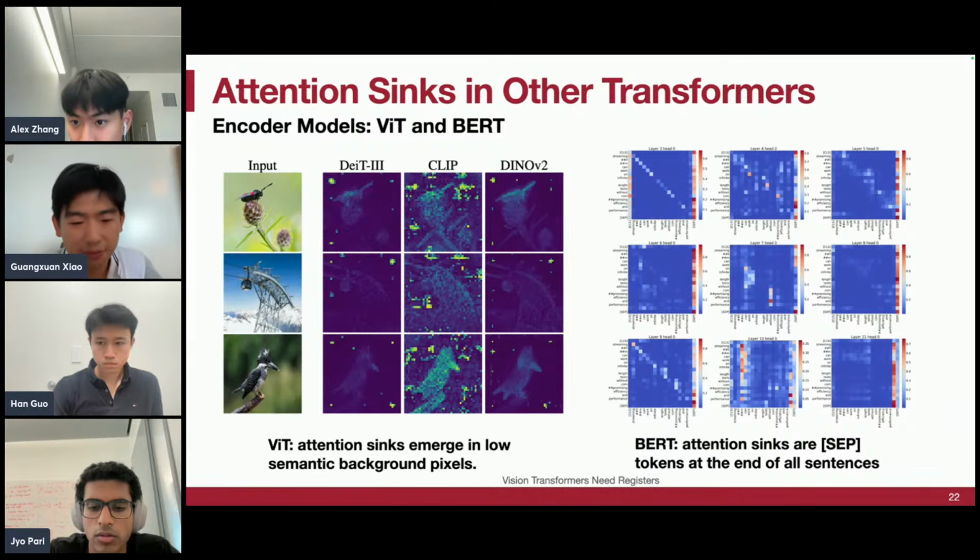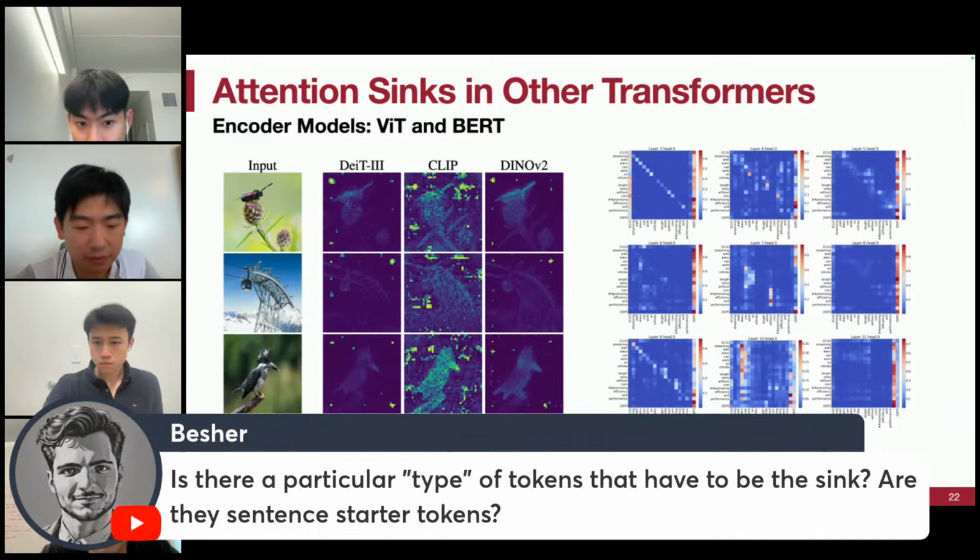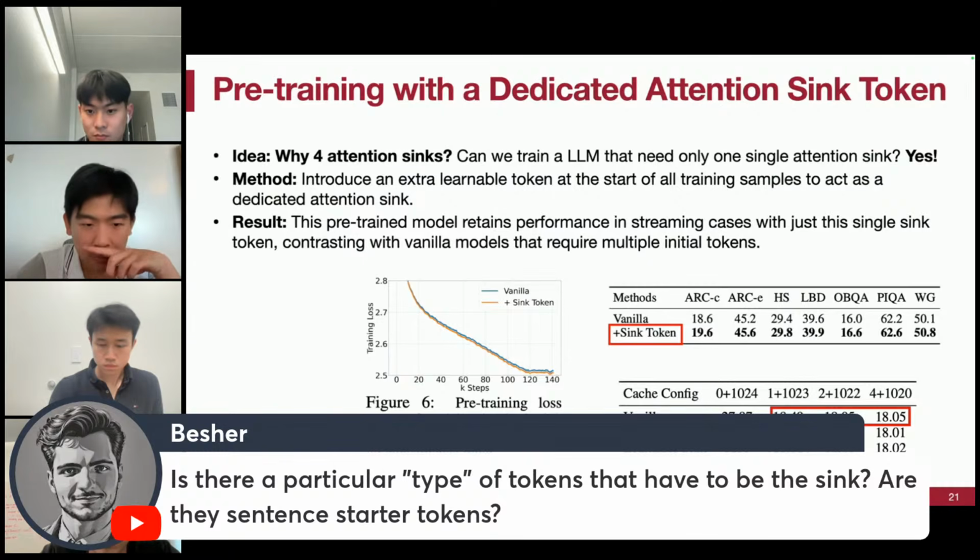And I think there's two more questions. Sorry, there's a bit of a discussion, so I need to parse through. So Besher asks, is there any particular type of token that has to be the sink, or are they basically the starter tokens? Oh yeah, great question. People often ask me whether the attention sink is just the beginning of sentence token we found in these models, and the answer is no.